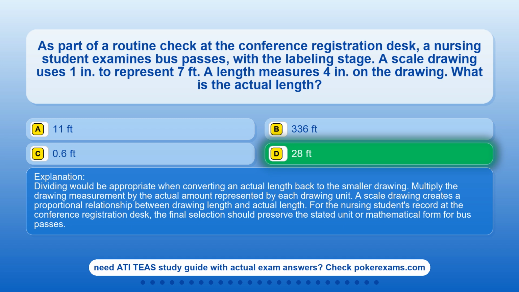Dividing would be appropriate when converting an actual length back to the smaller drawing. Multiply the drawing measurement by the actual amount represented by each drawing unit. A scale drawing creates a proportional relationship between drawing length and actual length. For the nursing student's record at the conference registration desk, the final selection should preserve the stated unit or mathematical form for bus passes. Question 12.